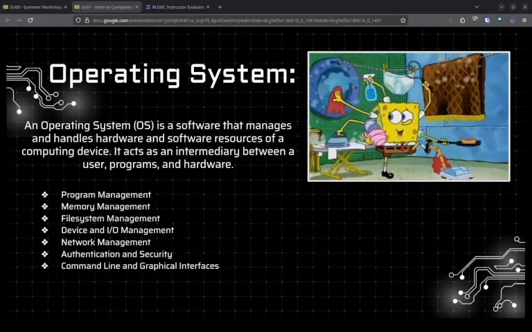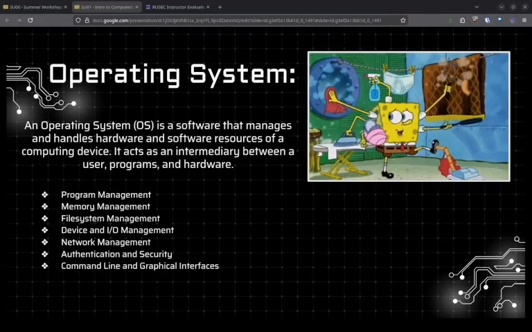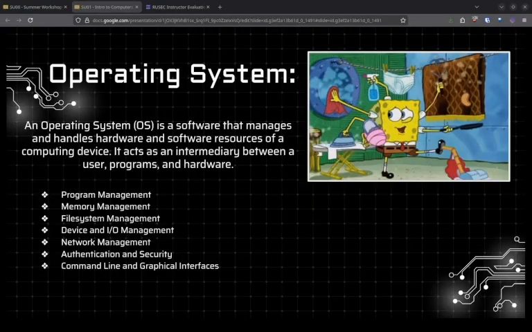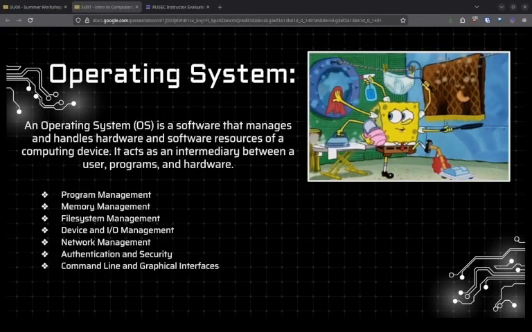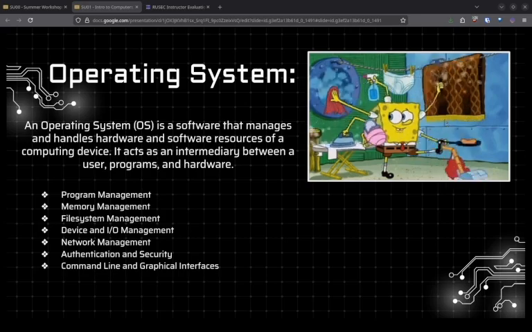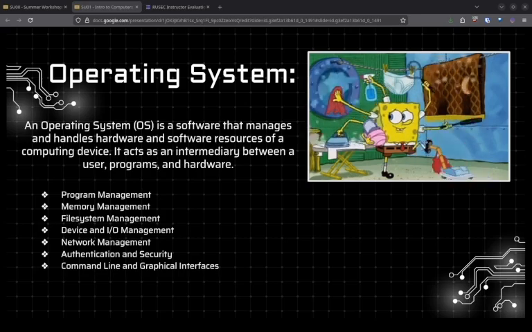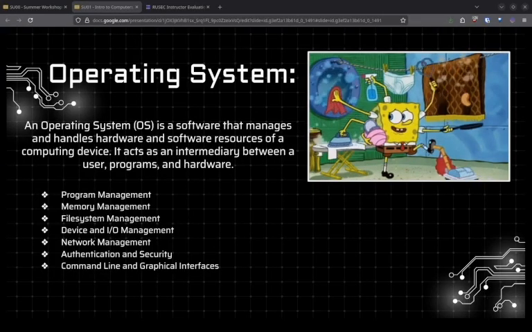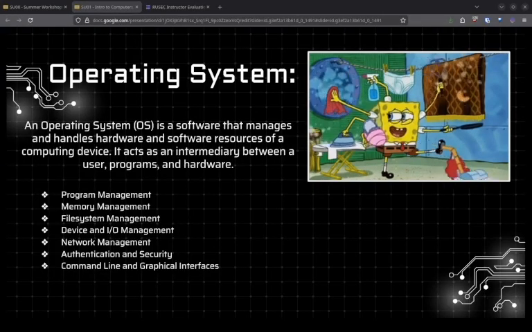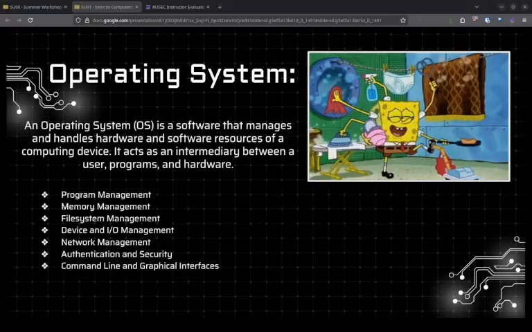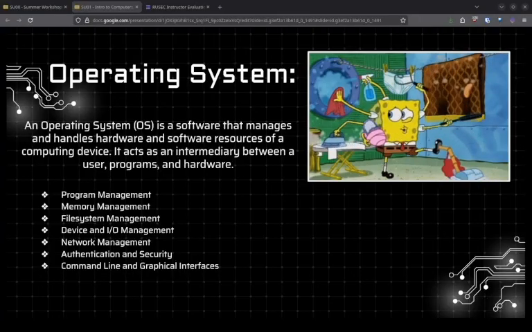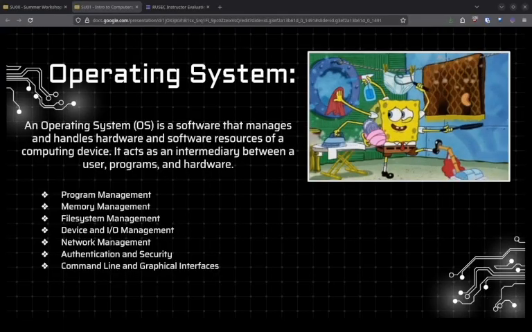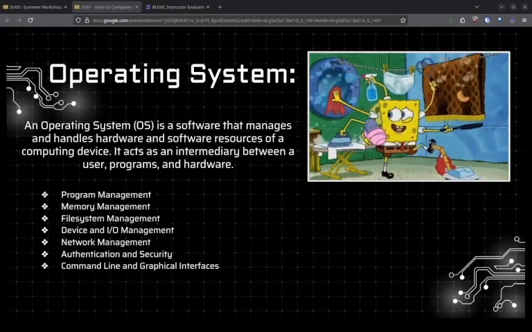program files are kept, device and I/O management, such as making sure two devices aren't using the same I/O, network management, which is communicating with other computers, and authentication and security. This mostly focuses on hardware integrity, but nevertheless, the operating system also handles a bit of security. And last but not least, it provides the user with a system level CLI and GUI, which stand for Command Line Interface and Graphical User Interface, respectively.